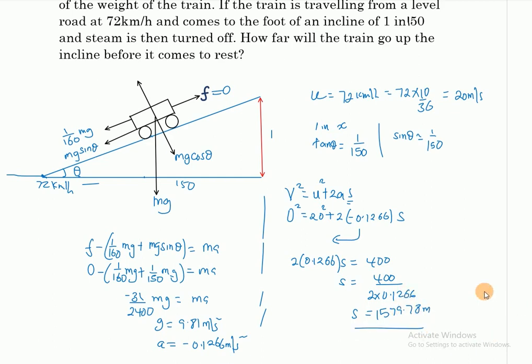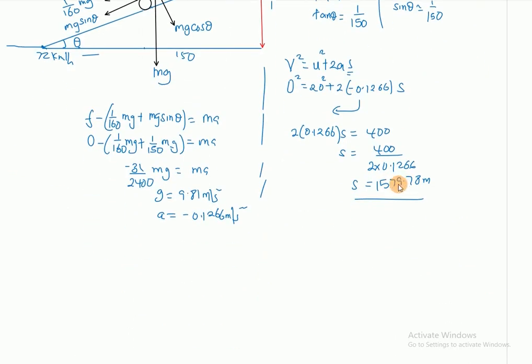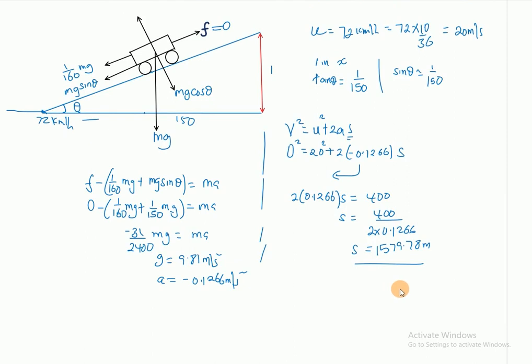That is the value of how far the train is going to go up the incline. You just need to get the value of the acceleration and apply the dynamics of that particular train to get the distance. That's what we have there.